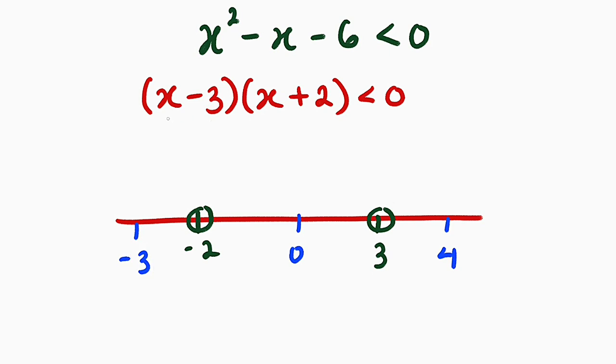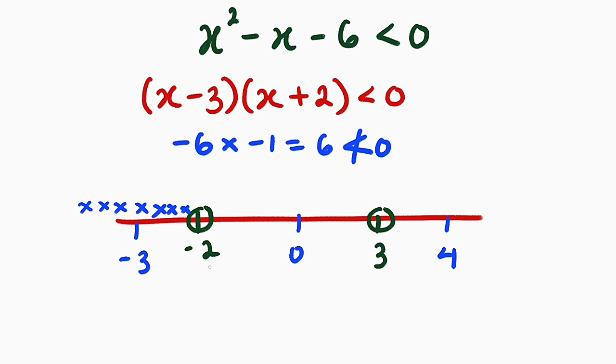By plugging -3 here, we have -3 - 3, which is -6, multiplied by -3 + 2, that will give us -1. And this is +6. But +6 is not less than 0. Therefore, no value to the left-hand side of -2 will ever satisfy this inequality. So we cross all the values to the left-hand side of -2.